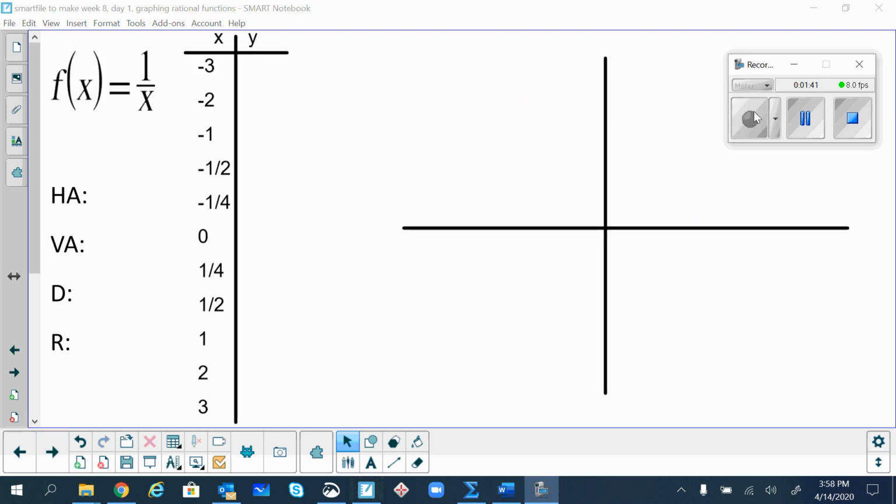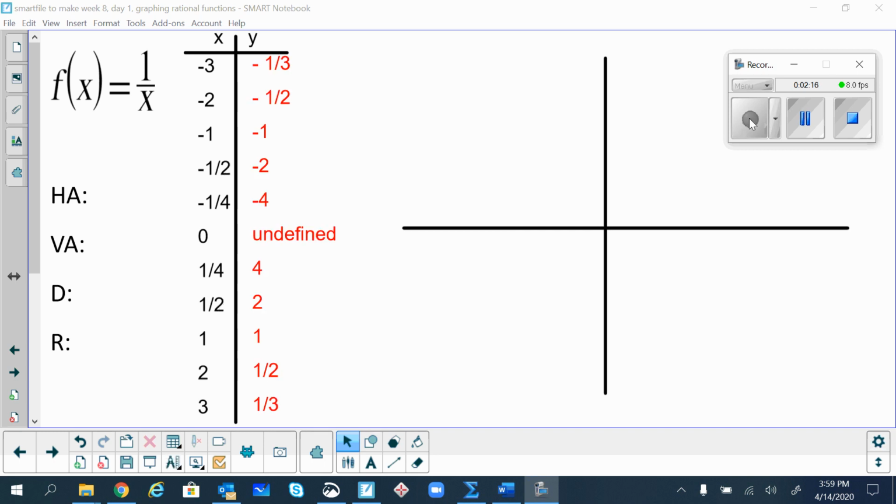The first rational function that we will study is f of x equals 1 over x. Go ahead and make a t-table in your notes, and then spend a few minutes to see if you can evaluate the function f of x equals 1 over x for these values of x. So remember, you're going to substitute -3 for the x, you'll have 1 over -3, which will be -1/3. So go ahead and pause your video, make the table, and spend a few minutes filling in all the y values for the x values that I've given you.